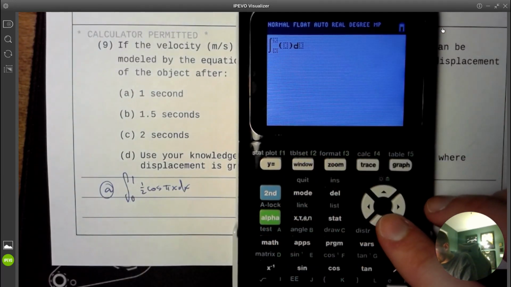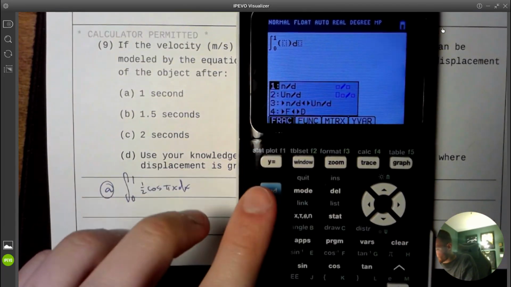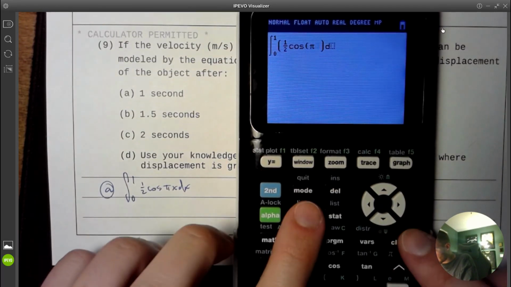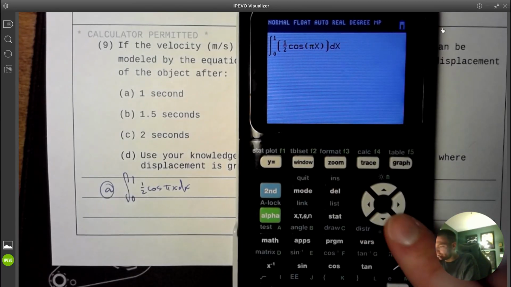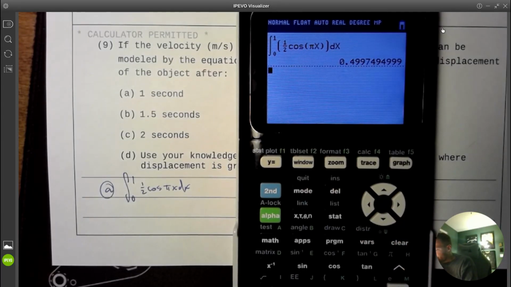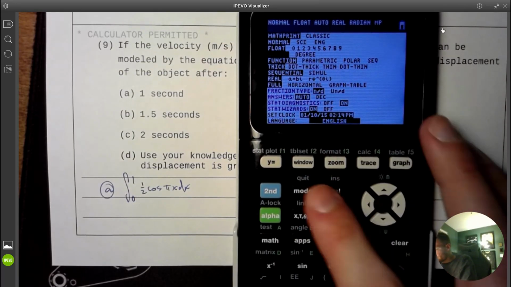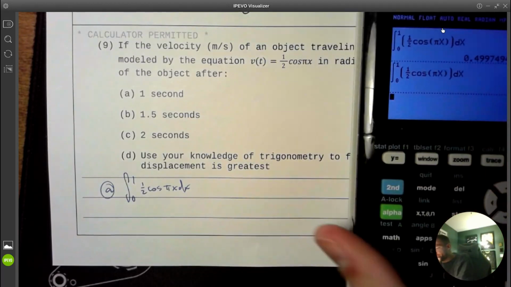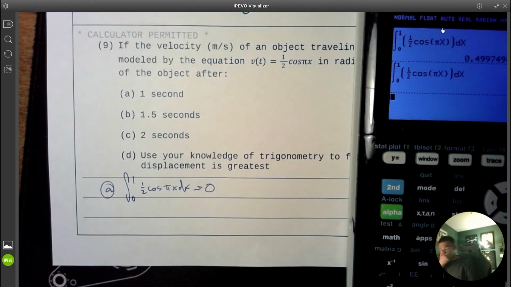Alpha window, four from 0 to 1, alpha y equals, enter 1/2 cosine pi x dx. Maybe I'll even close that. Teacher's pet. Hold up. Radians. 0. Why is it 0?